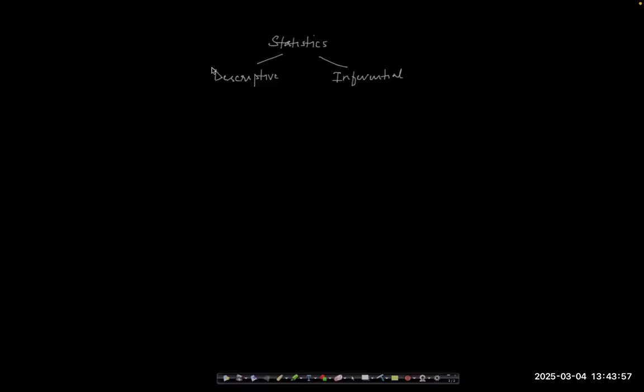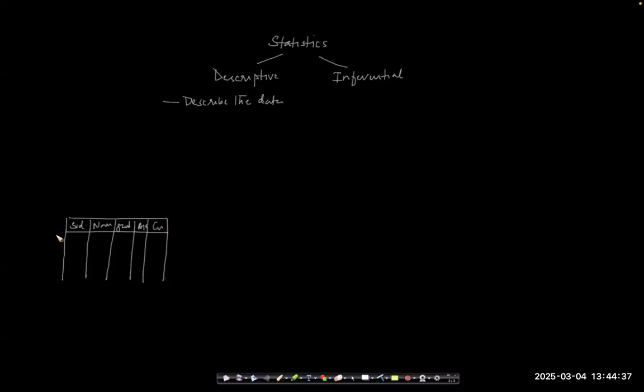So what is descriptive statistics? We will be describing the data. So what do we mean by describing the data? Let's say you are given details about students in a class in an Excel sheet, and you have to explain it to somebody else who cannot see it. You'll have student ID, name, gender, age, course. How will you describe this?